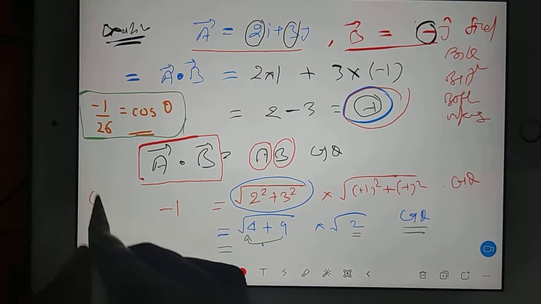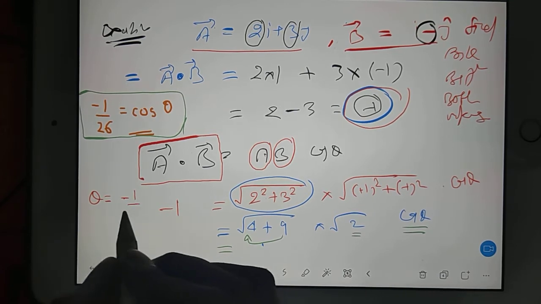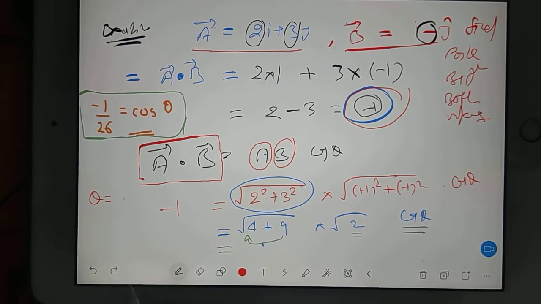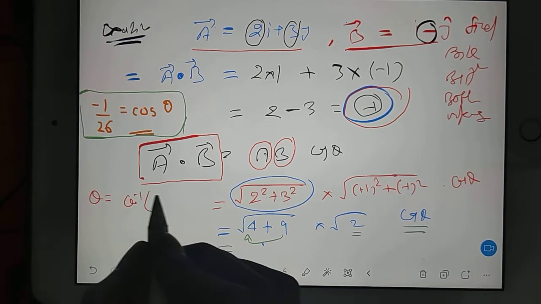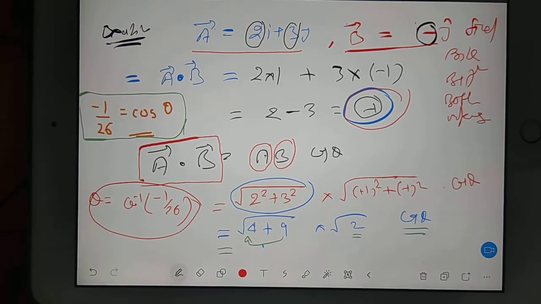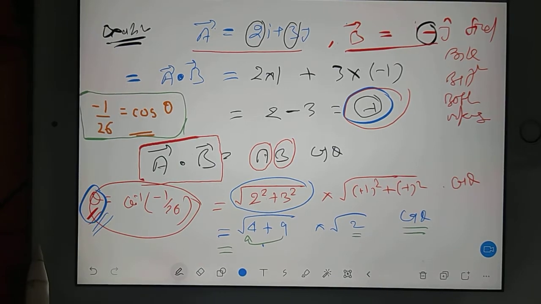After that, you can find out theta, which is nothing but cos inverse of -1 by 26. This will be your formula, and this will be your final answer, theta. What is theta here? Theta is the angle between both the vectors.